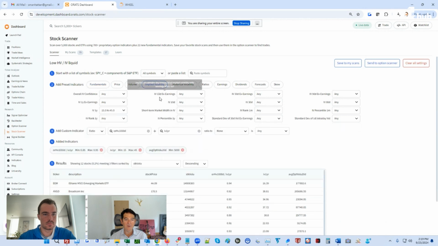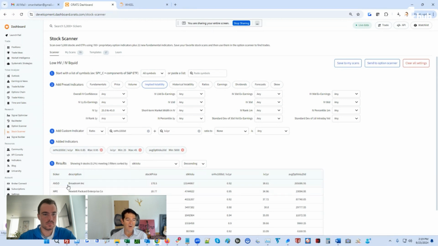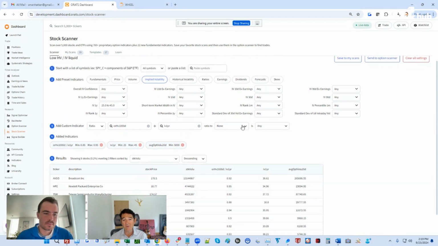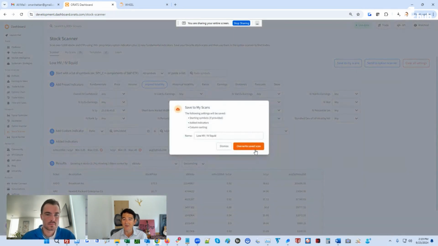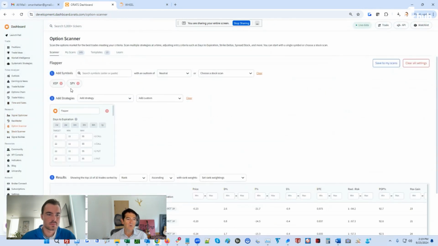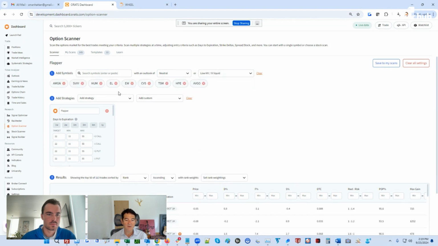Maybe I want the implied volatility at least 25. And then you have Broadcom, Hewlett Packard, and then you have a certain list of stocks. And sometimes what you do, I'll say this again since I changed it, then you might go to the option scanner and say, well, why don't you show me the best? This is interesting. No trades in this one. So why don't I bring in these stocks?